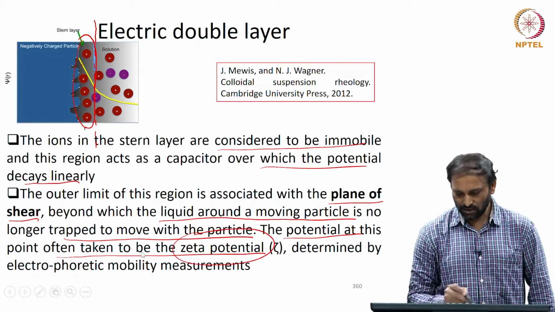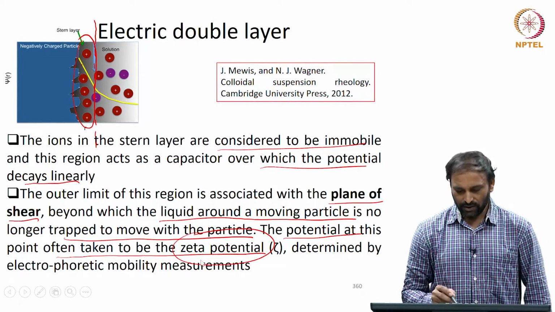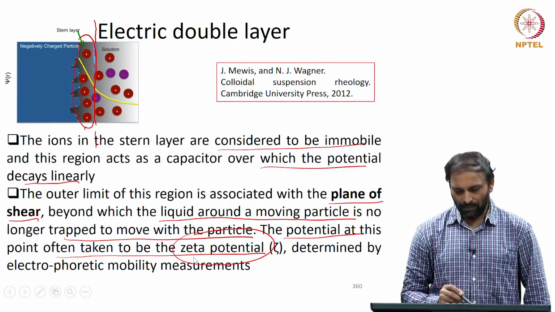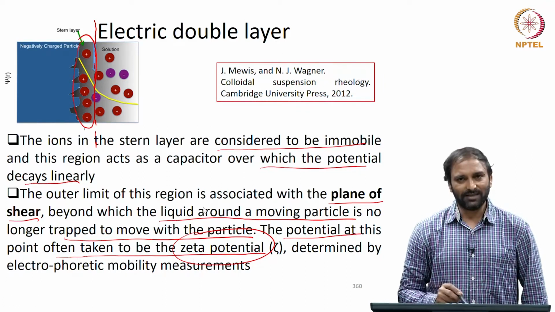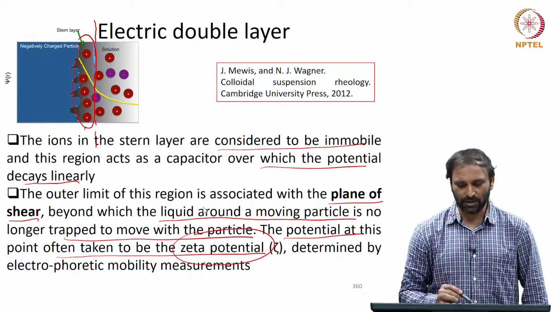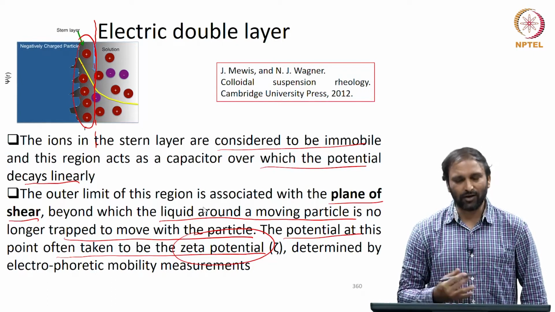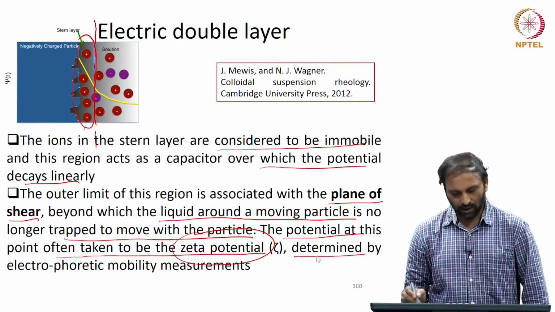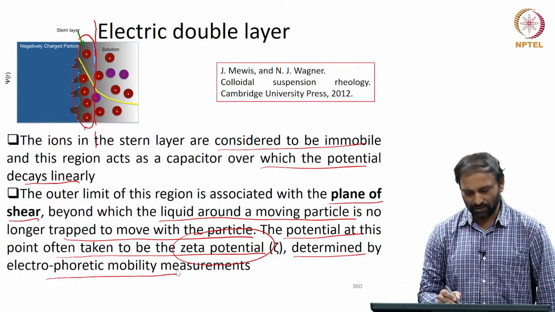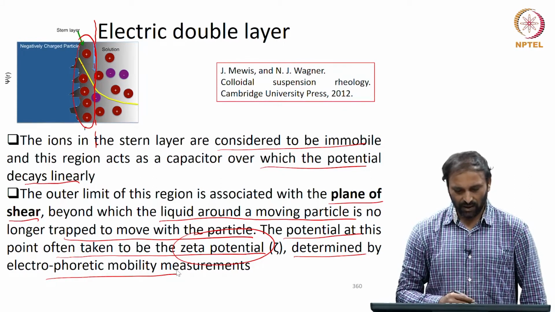And the zeta potential is a parameter of practical significance, because depending upon the zeta potential of the particles in the dispersion, you can comment on the stability of colloidal particles in the solution, and it is determined by a technique called electrophoretic mobility measurements, which we will discuss in the next few classes.